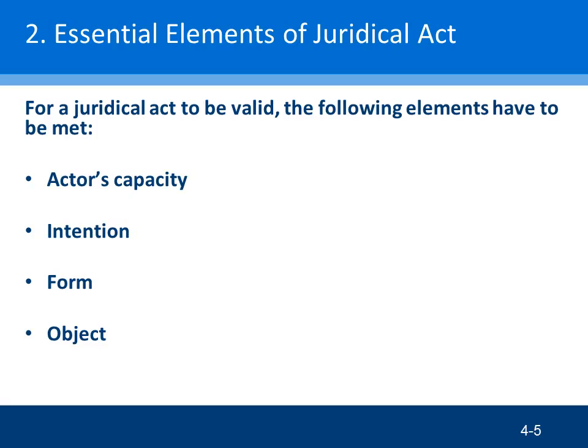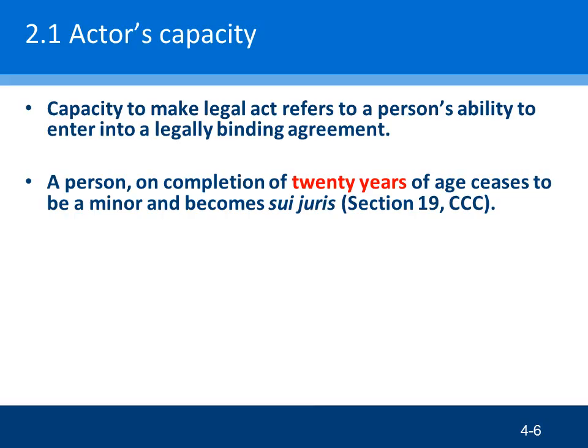There are different elements of the Juridical Act. The first one is the capacity of the actor. The actor must have the mental ability to enter into contracts, to perform a juristic act. There must be an intention, form, and object. Capacity in Thailand is 20 years old.